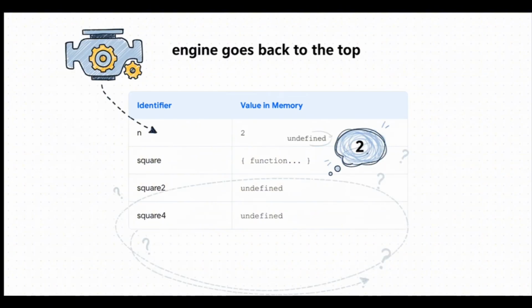Okay, now for phase 2, the fun part. This is where the code actually starts running. The engine goes back to the top, it sees that first line, var n = 2, and bam, it takes the value 2 and places it into n, overwriting that undefined placeholder. But notice, square2 and square4 are still undefined. Why? Well, because we just haven't gotten to those lines of code yet.